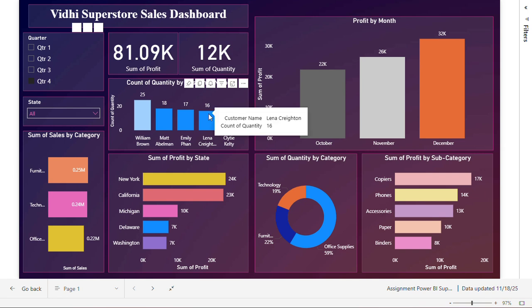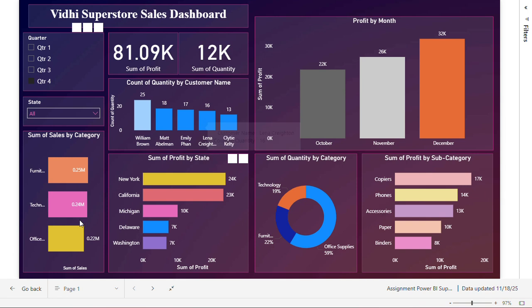Now let's look into category and subcategory performance. So I have created a bar chart for sales by category and also here, sum of profit by category. So we can see the superstore has three main categories, that is technology, furniture, and office supplies.